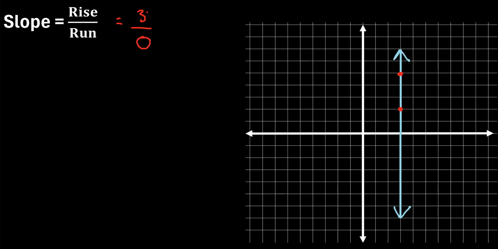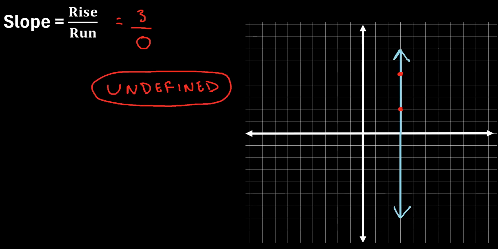So the slope we have is 3 divided by 0. Now, whenever you divide by 0, we say that's undefined because it's not possible to divide by 0. So the slope of this particular line is undefined. So keep that in mind whenever you encounter a vertical line like this, the slope will always be undefined.